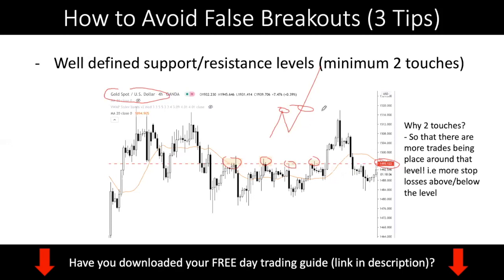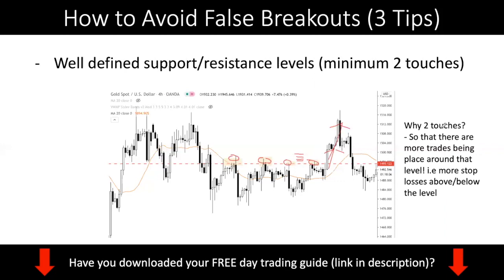Let me just clear this. When you have something like this, the more touches there are, it will mean that there are more sellers over here. When there are more sellers, all the sellers put their stop losses above here. So what happens during a breakout is that when price goes up, these stop losses are actually buy stop orders, which further pushes price higher.